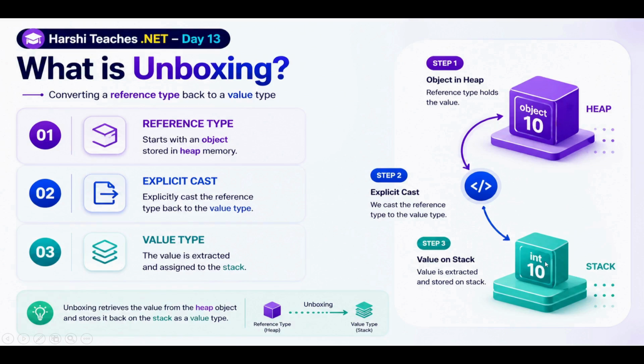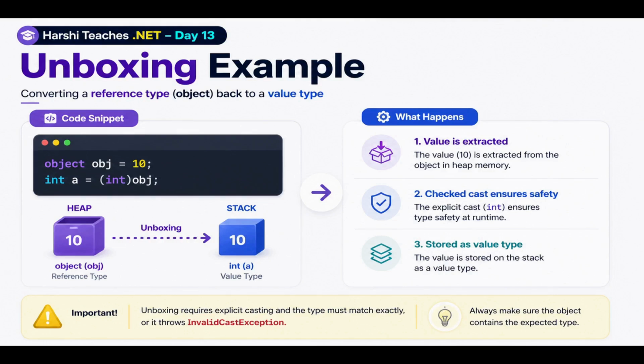So, in simple terms, boxing means value goes to the heap, unboxing means values come back to stack. And one important thing to remember here is unboxing always needs an explicit casting. And we'll clearly see this with a code example in the next slide. All right, let's see unboxing in action.